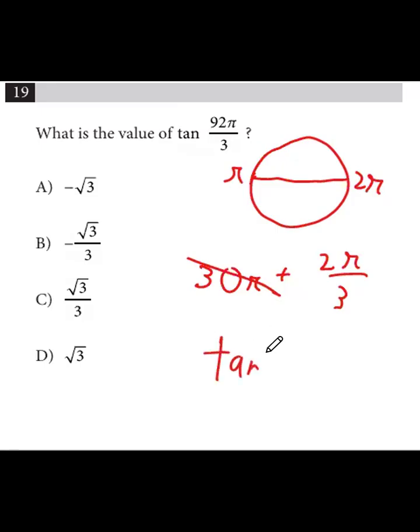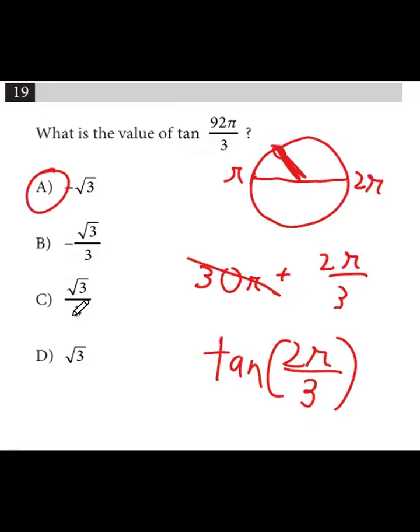So this is what we're left with. And then we can use our unit circle rules. And we know that tangent of 2 pi over 3 would be right here, which should just be negative square root of 3. So for that part, you'd have to have memorized the unit circle for the tan 2 pi over 3, which is something that we should know.